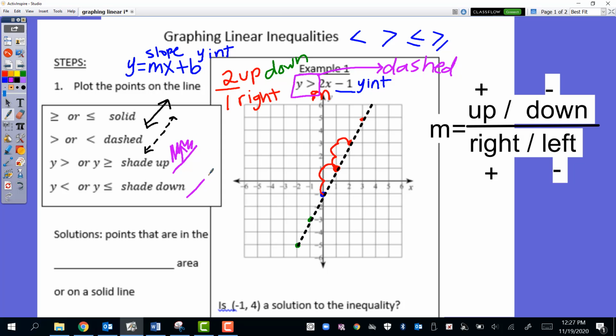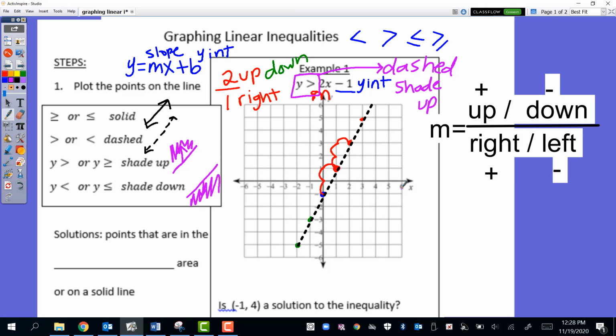Okay. If I'm shading down, then that means underneath the line, that's where I shade. So in my symbol, it depends which way the little mouth is opening. Is the little mouth opening to the y, or is it opening to the other side of the inequality? So when I look at my symbol, the little mouth is opening to the y, so that means shading up. So I'm going to write that, shade up.